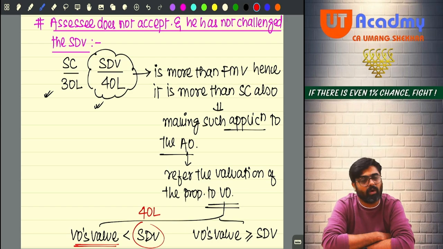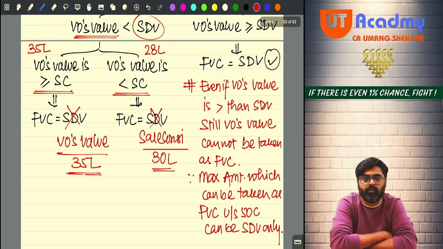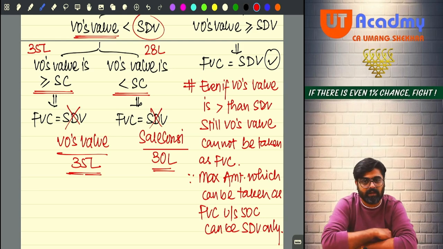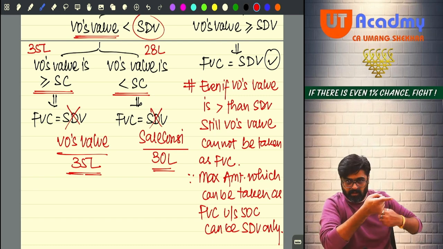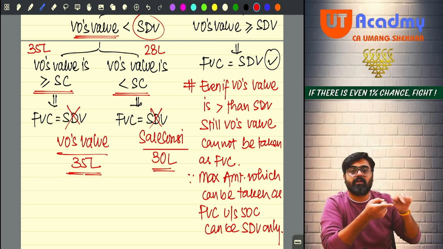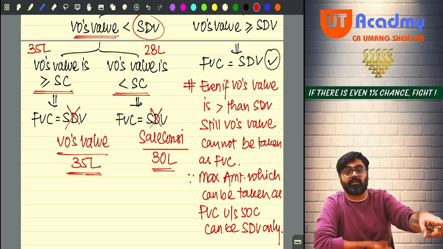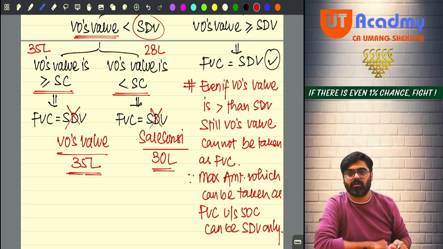Okay. So on this application made by the assessee, the AO refers the case to the VO. And now if the VO has determined the value, and the VO's value is also less than the stamp duty value, then definitely you will go and tell the assessing officer: see, I was saying my sale consideration is lower because the fair market value was lower. And even your department's valuation officer's value is lower. See, I was telling you the truth.